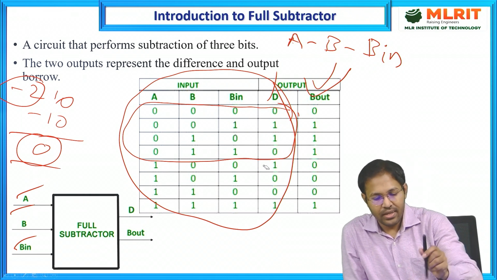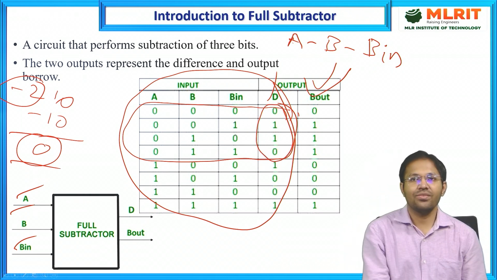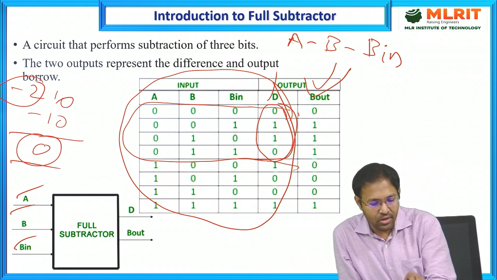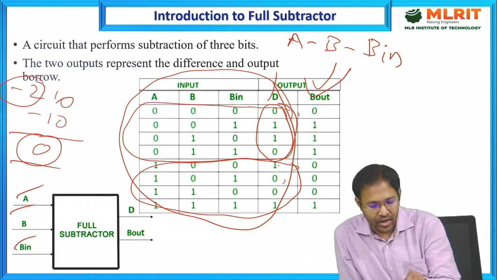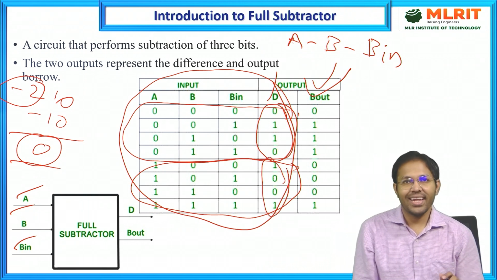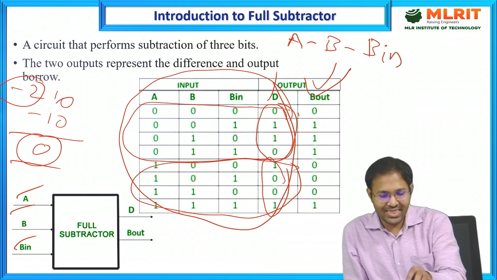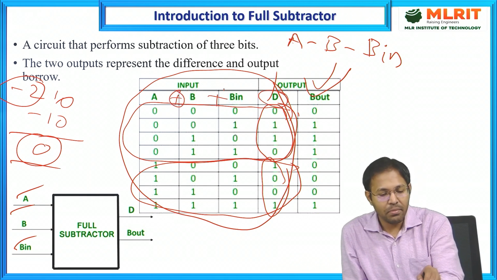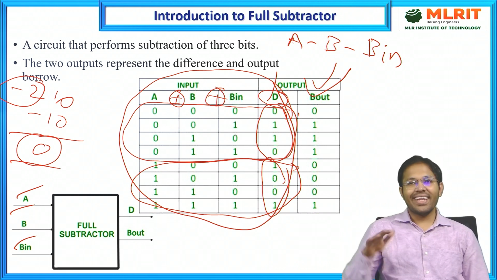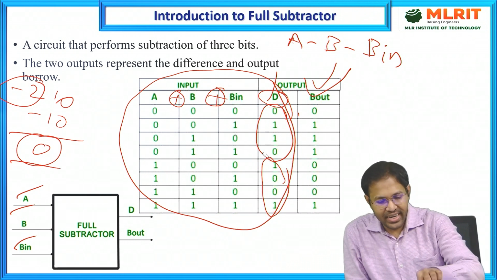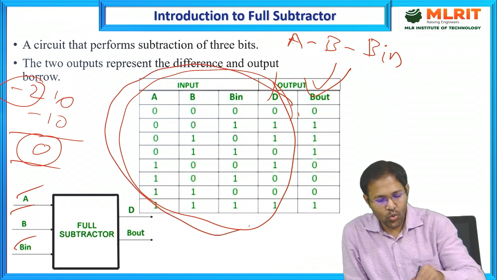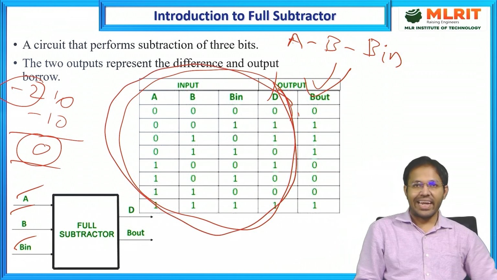Here 0, 1, 1, 0. That is what you usually get for an XOR gate. And let us check for the other case also. 1, 0, 0, 1. So, based on prior experience, what we can understand is the difference is simply A XOR B XOR B in. Just by recollecting the truth table of an XOR gate, what one can understand is this entire part is nothing but the truth table of a 3 input XOR gate.